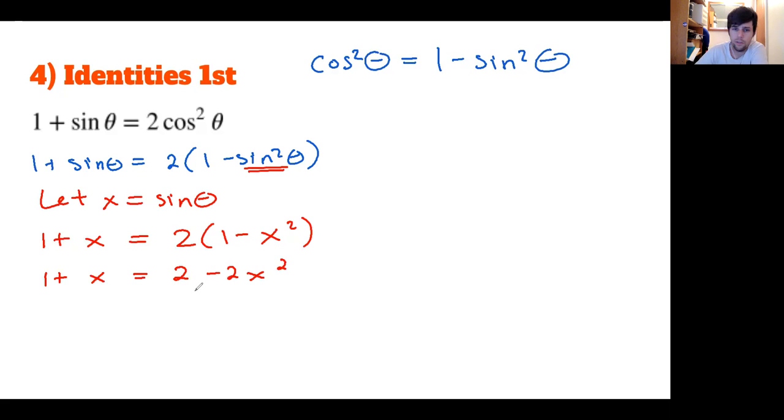So we end up with 2 minus 2x squared. And then we want to get it in standard form. So let's move everything on over to the right. So 2x squared plus x minus 1 once we move everything over to the right side. And then this is just a standard quadratic. Let's go ahead and factor this. For this one, we're going to get 2x minus 1 and x plus 1.